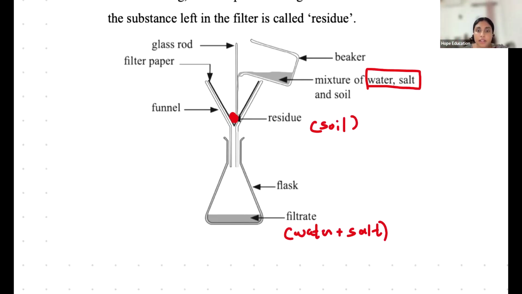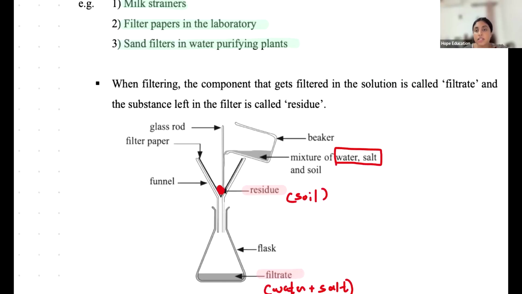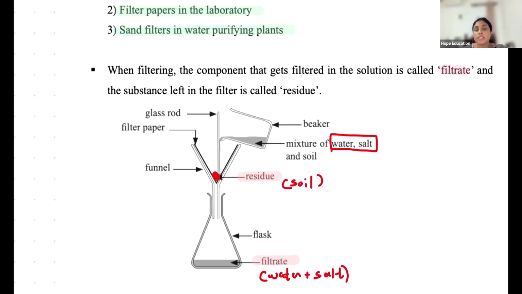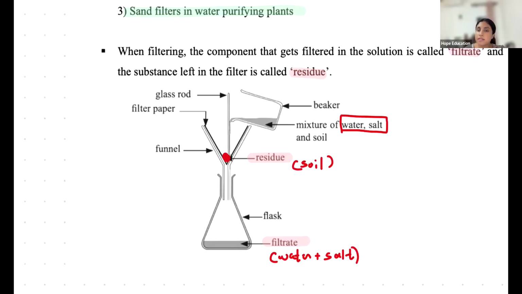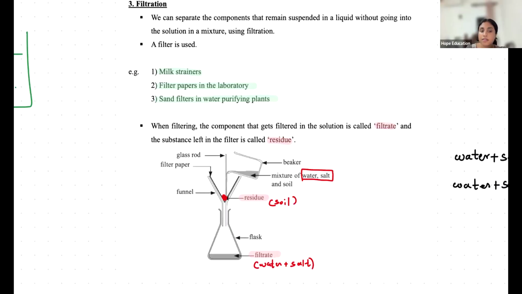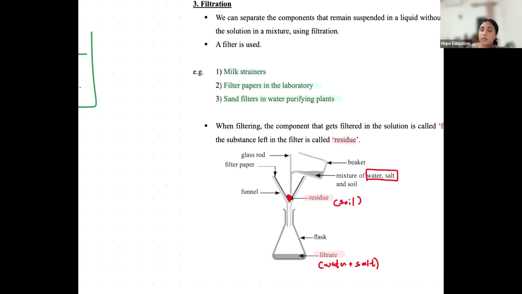So what is getting filtered? We call it the filtrate. What remains on the filter, we call it the residue. When filtering, the component that gets filtered is called the filtrate and the substance left in the filter is called the residue. Is it clear, everyone? Give me a thumbs up, please. Others? Tinura, Desindu?